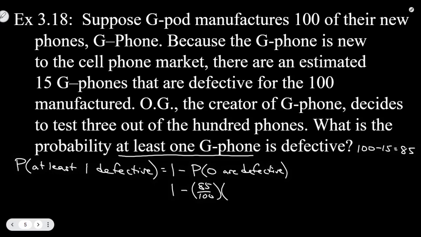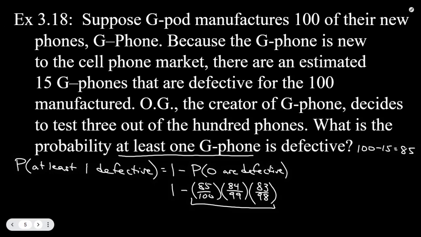But then when we go to the second one, notice there's only 99 more phones to choose from. And if the first one was not defective, then there are only 84 more that are not defective. Then when we go to choose the third phone to test, there are only 98 phones left, and if the first 2 were not defective, then there are only 83 more that are not defective. And so when we multiply this out, for this part right here, this is the probability that none of the three that we choose are defective.